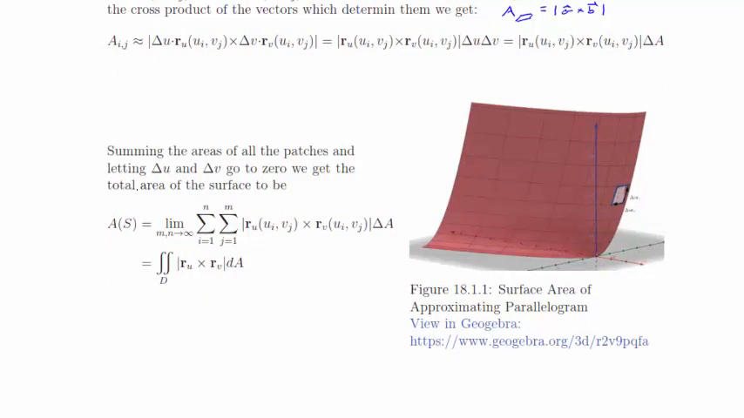Summing the areas of all the patches and letting delta u and delta v go to 0, we get the total area of the surface in question over some given domain to be A of S equals the limit as m and n go to infinity of the sum from i equals 1 to n and j equals 1 to m of the magnitude of r sub u crossed with r sub v times delta A, which equals the double integral over our given domain of the magnitude of r sub u crossed with r sub v dA.